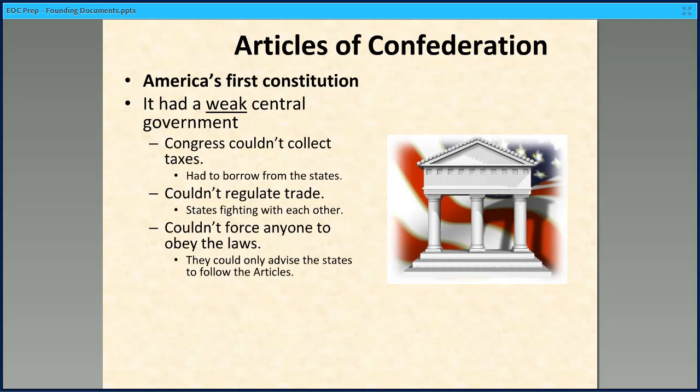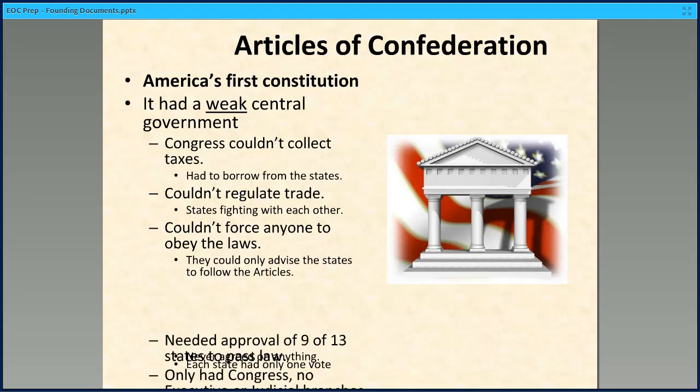And they also couldn't force anyone to obey the laws that they could make. Whenever Congress decided to make a law, it was basically just a suggestion for the states. There was nothing that Congress could actually do to force the states to follow those laws. So if there was any law that the states disagreed with, they would just ignore it.